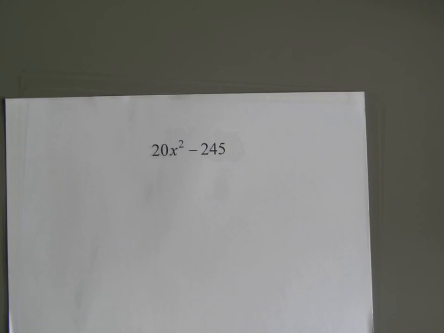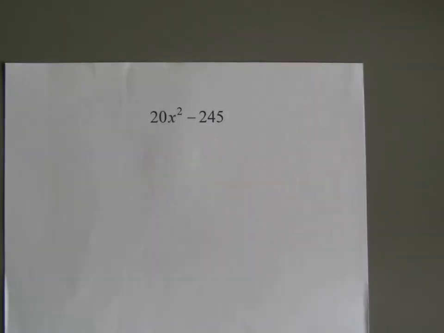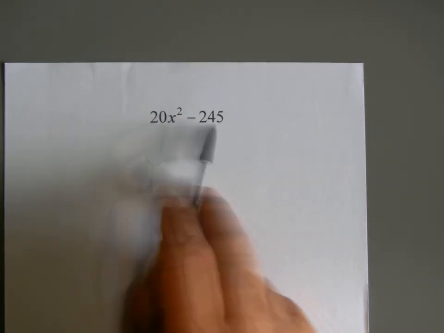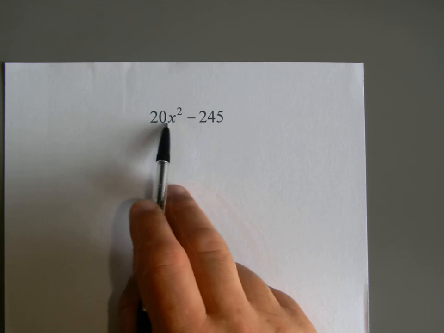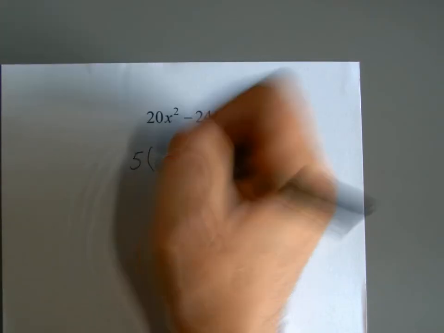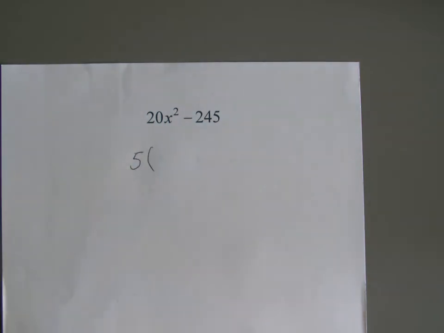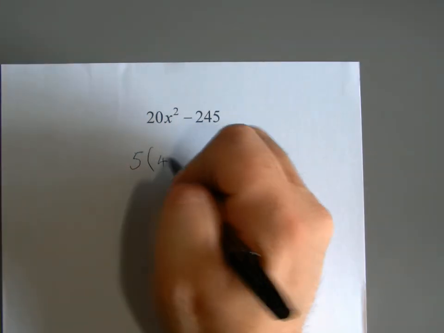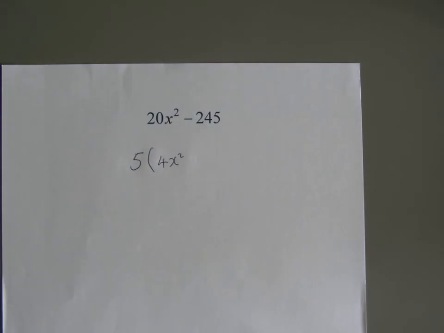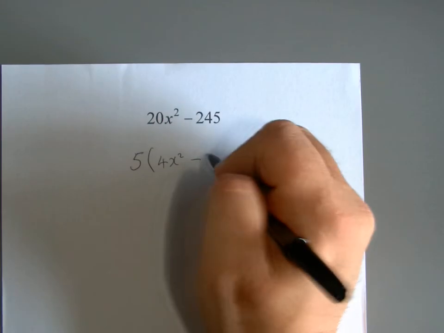Finally then, similar to this one here, you look at this and think, well, they're not squares. 20 isn't a square, 245 isn't a square. But let's look for common factors. What goes into both? That ends in a 0, that ends in a 5, so 5 would be a common factor. So what do I times by 5 to get 20? Well, that would be 4, so it would be 4x squared there. What do I times by 5 to get 245? Well, 5 goes into that. You can divide it and you get 49.